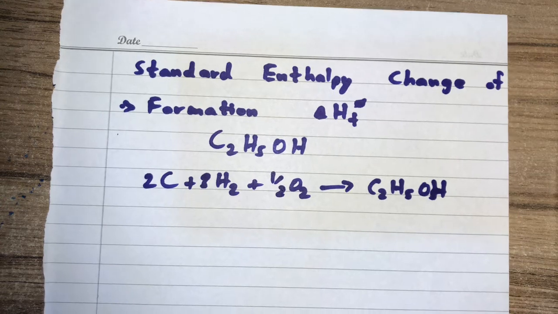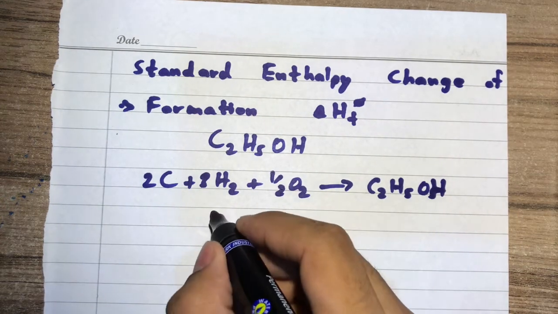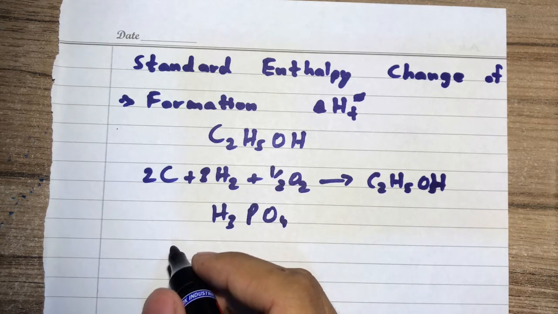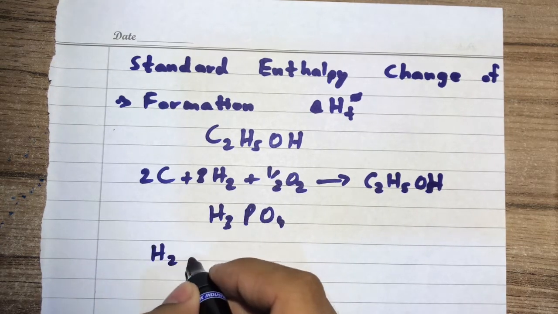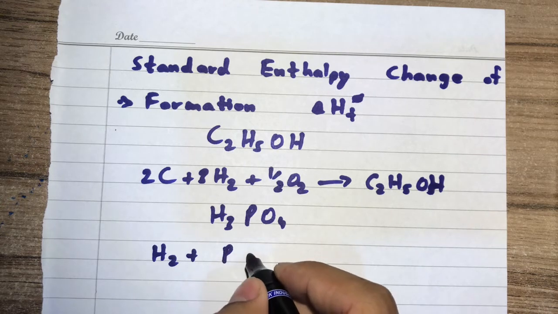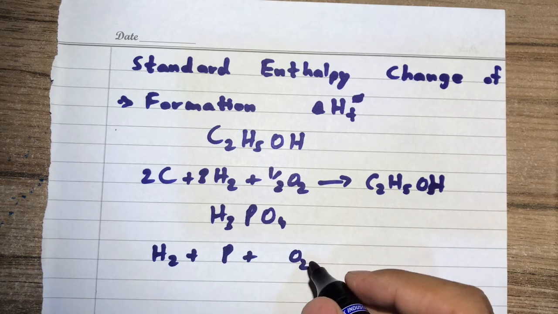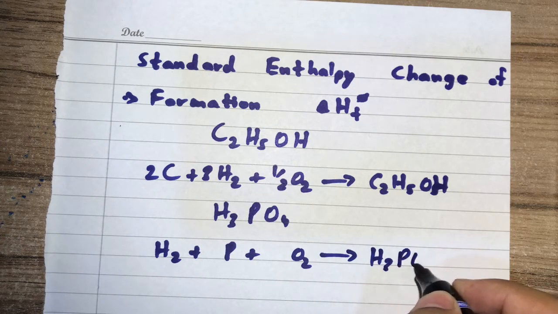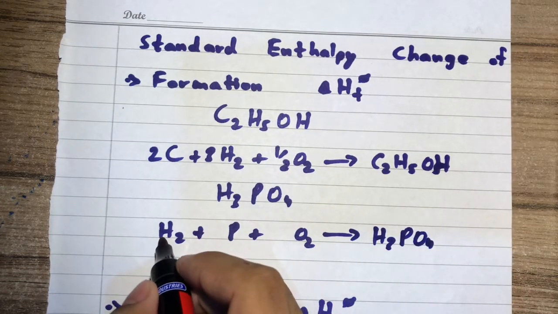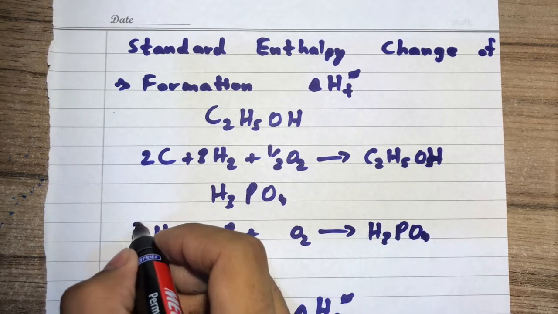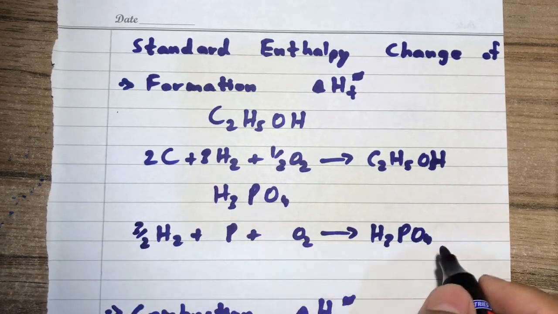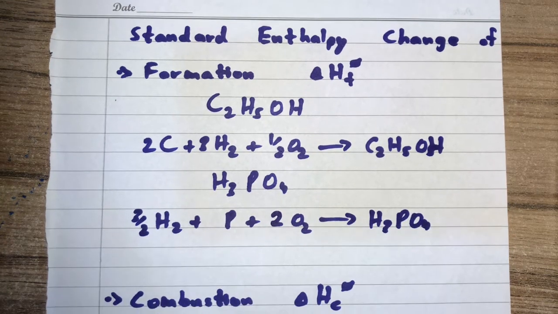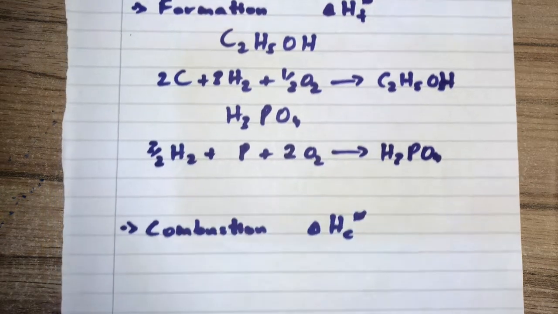Similarly, if it was H3PO4, we would have hydrogen plus phosphorus plus oxygen, forming phosphoric acid. Now there are 3 hydrogens over here, so we'll multiply this with 3 upon 2. There's 1 phosphorus, and there are 4 oxygens, so 2 O2. This was the standard enthalpy change of formation.